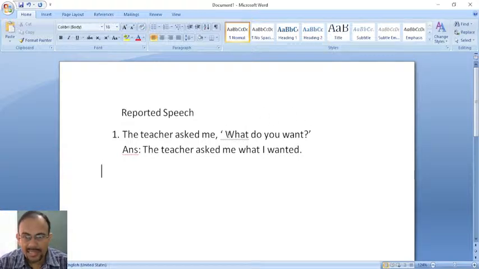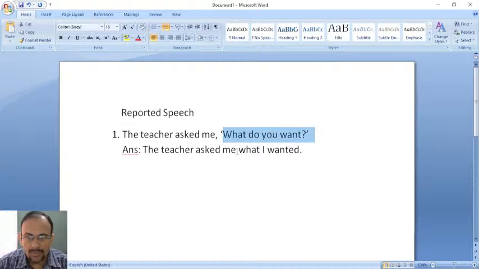Because "what do you want" is simple present, and simple present becomes simple past. So "what do you want" becomes "what I wanted". Simple present will become simple past, right? What I wanted.